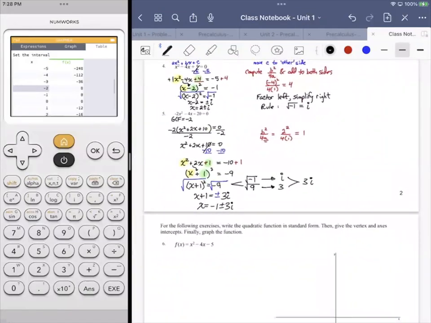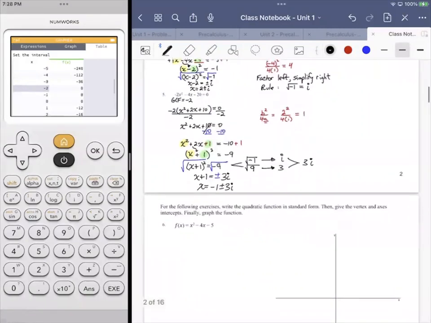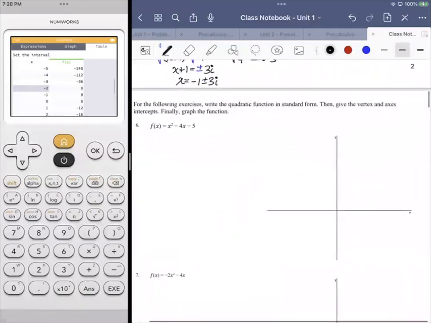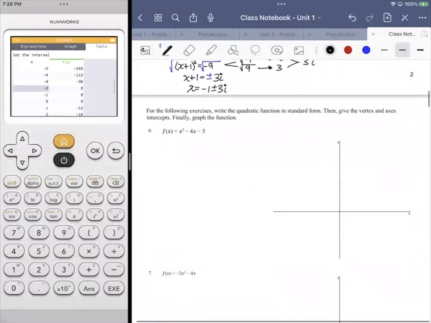I just wanted to take you through one or two graphs before we end, because really that's the only other place we can go with quadratics, at least at this point.